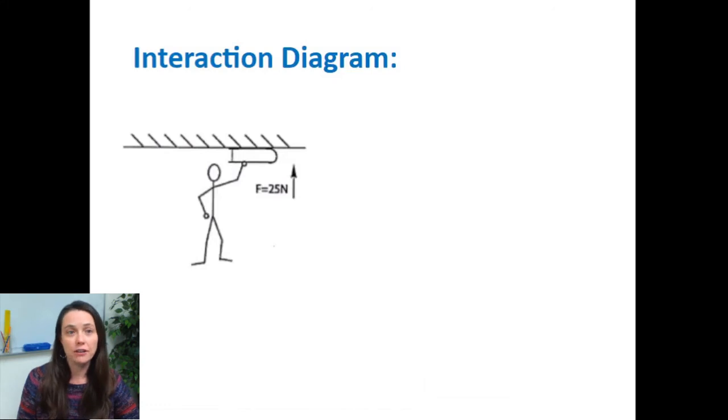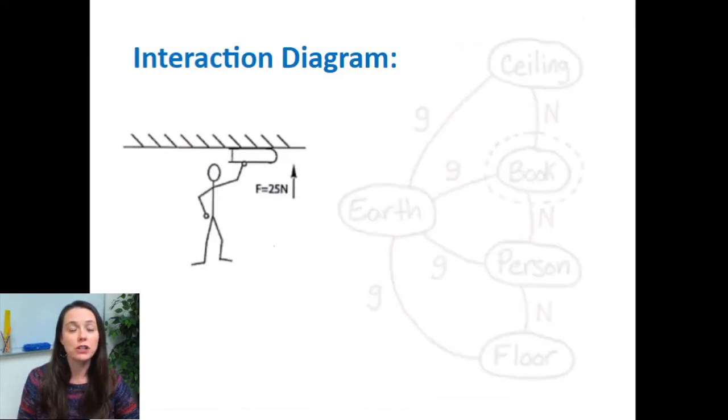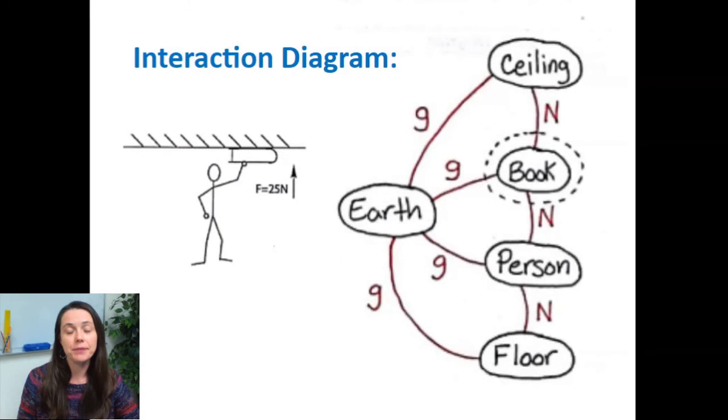Your interaction diagram for this situation hopefully looked something like this. All five objects are listed here. Notice that the Earth is exerting a gravitational force on all of these objects, and that there is a normal force acting between each object. There's a normal force between the book and the ceiling, a normal force between the person and the book, and a normal force between the floor and the person.